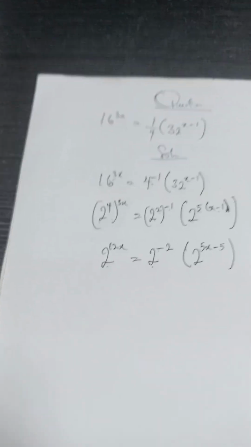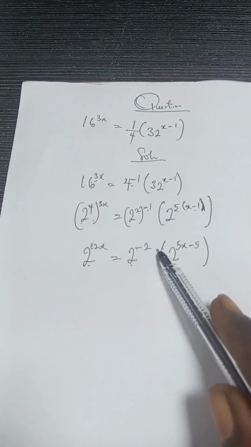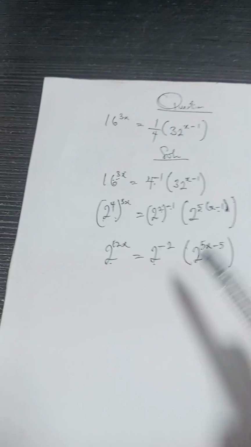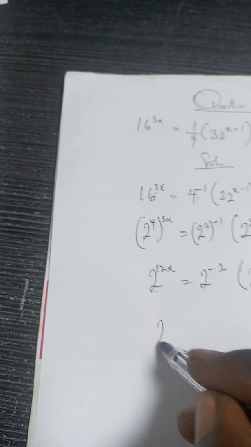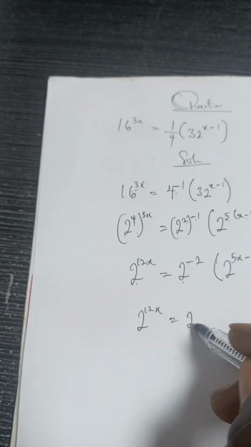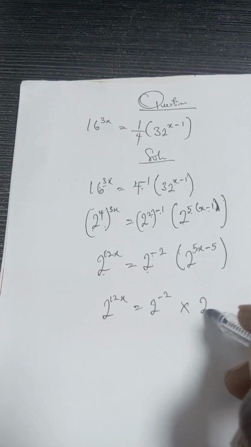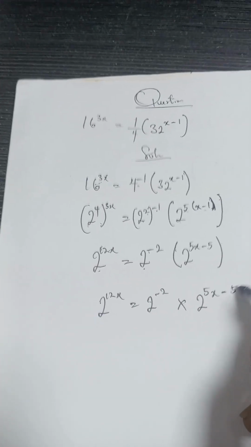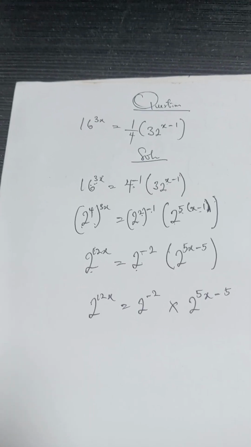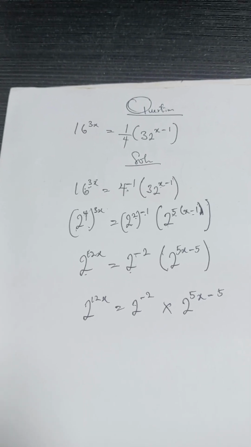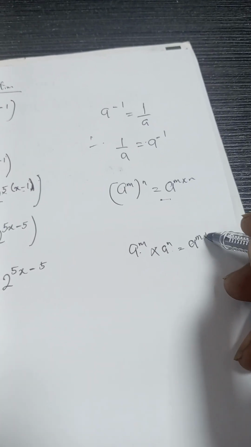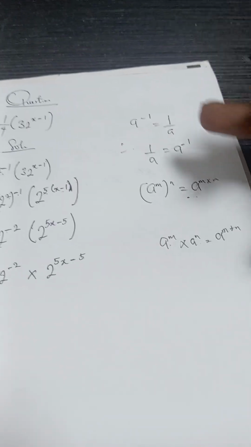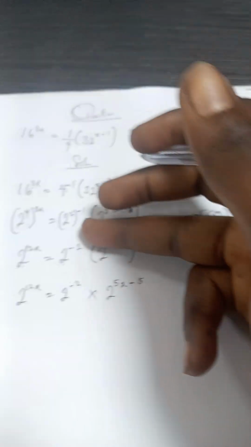But we need to make both sides have the same base. Now, between 2 raised power minus 2 and 2 raised power 5x minus 5, what is there? The bracket means multiplication. Now, introducing the multiplication law: first, let me rewrite it. 2 raised power 12x equals 2 raised power minus 2 times 2 raised power 5x minus 5. Multiplication: a raised power m times a raised power n equals a raised power m plus n. You can see I've applied 1, 2, 3 laws just to solve this one question.